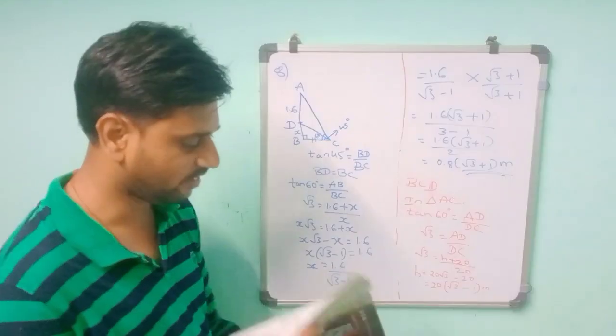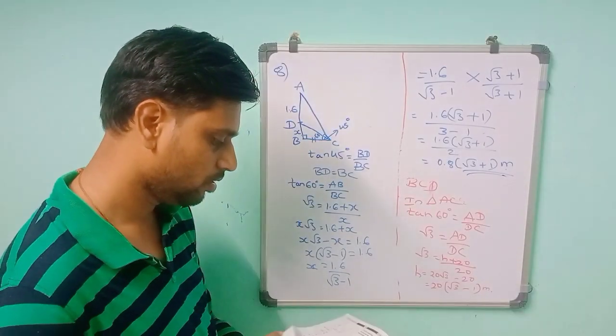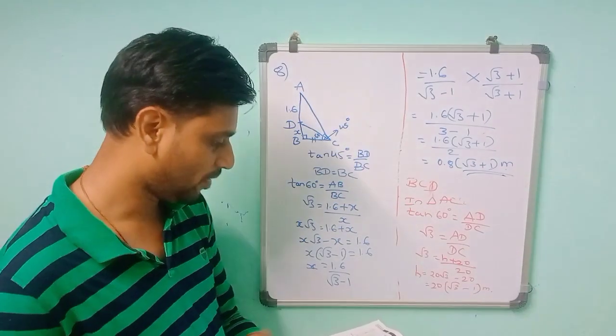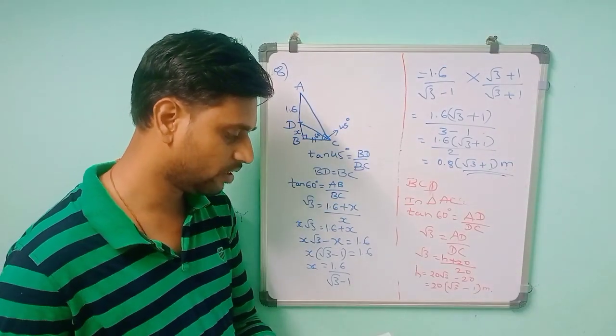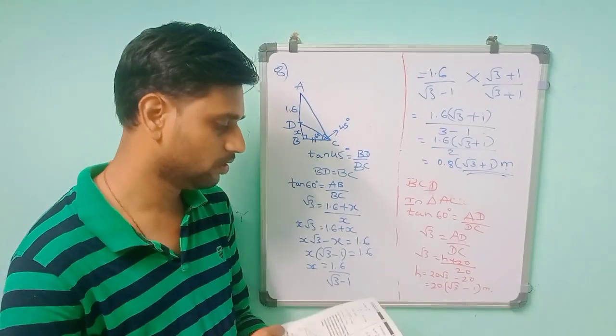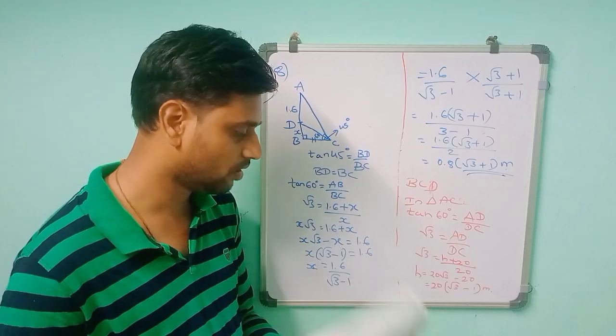So remaining 8 problems are there. 8 problems are done. The remaining 8 problems I am doing in the next class. Then you have to practice it more, because from this lesson you are getting approximately 5 marks. So you have to go through what I have taken in the class.